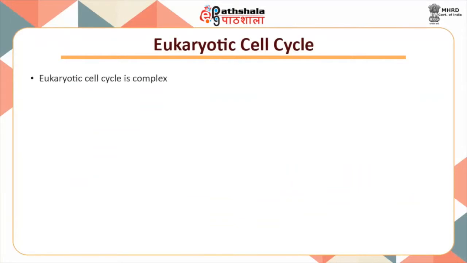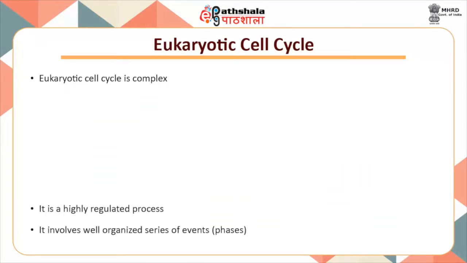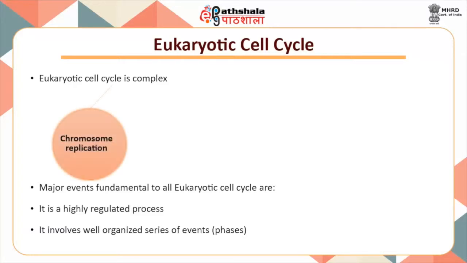It is complex compared to the prokaryotic cell cycle. It involves a highly regulated and well-organized series of events or phases. Major fundamental events common to all eukaryotic cells are chromosome replication, which involves DNA replication, and chromosomal segregation, which involves equal segregation of parental DNA.